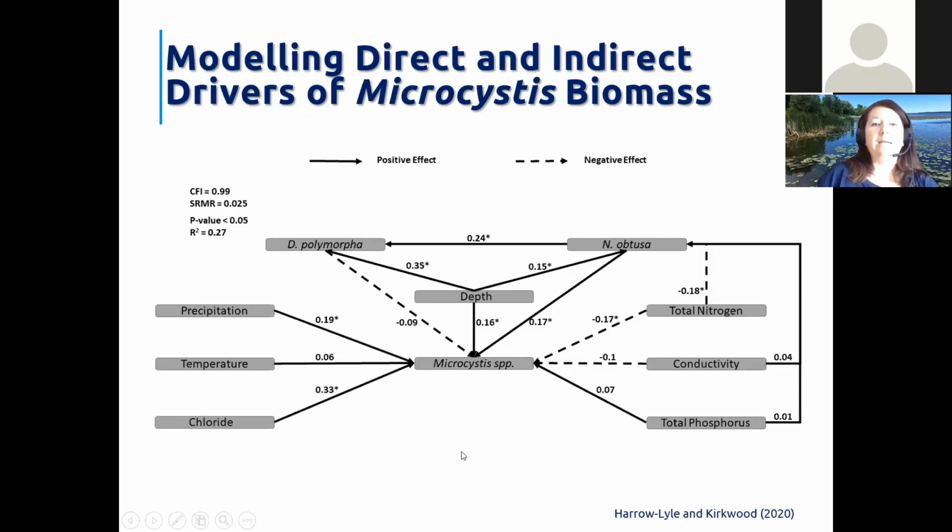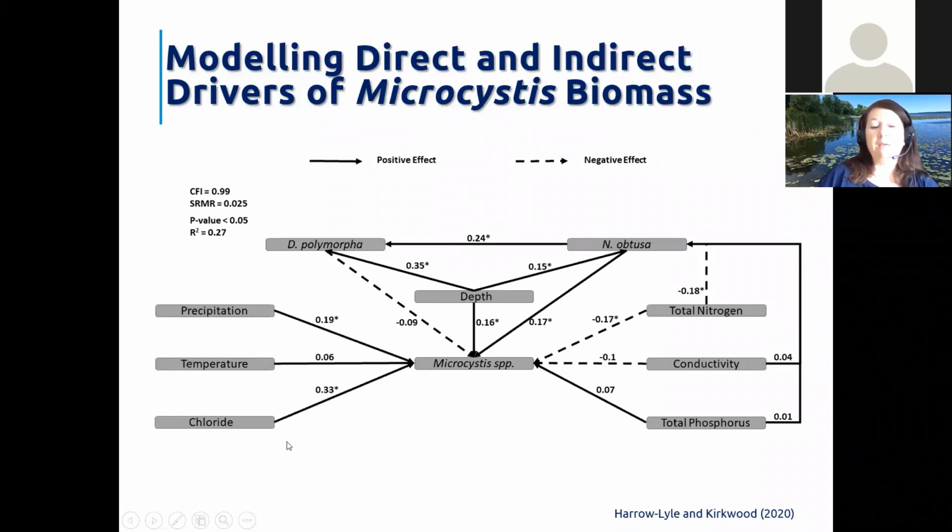But Tyler conducted some structural equation modeling because we thought this would be the best way to tease apart in a very messy system the direct and indirect drivers of Microcystis biomass. And so the overall model is statistically significant, but only explains about 27% of the variation. But what is interesting is that the usual suspects come up when it comes to the abiotic drivers. So heavy rain events are a positive driver of Microcystis abundance, as are increasing temperatures, which we see in other studies, as well as chloride.